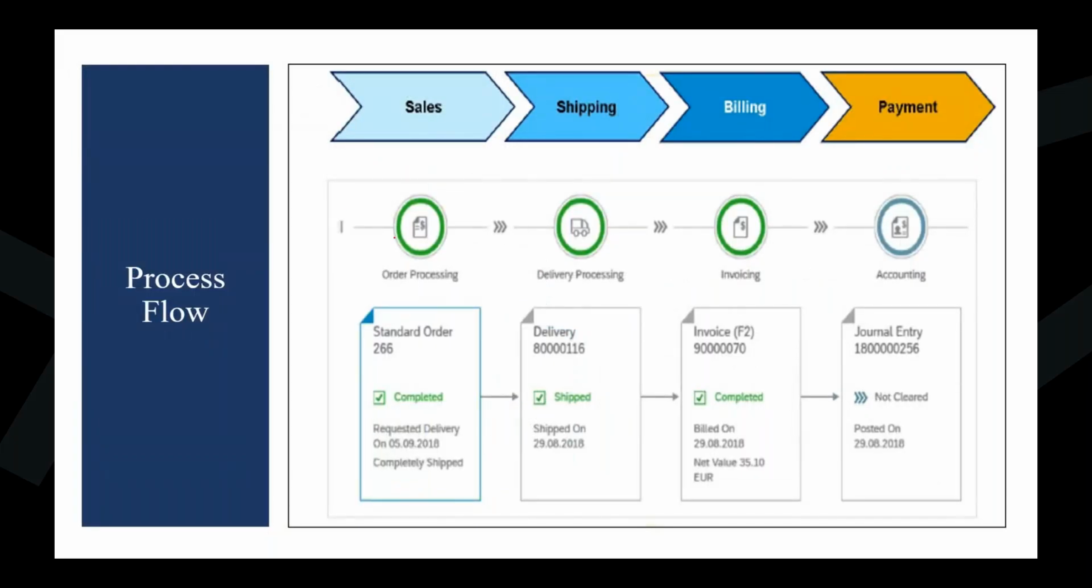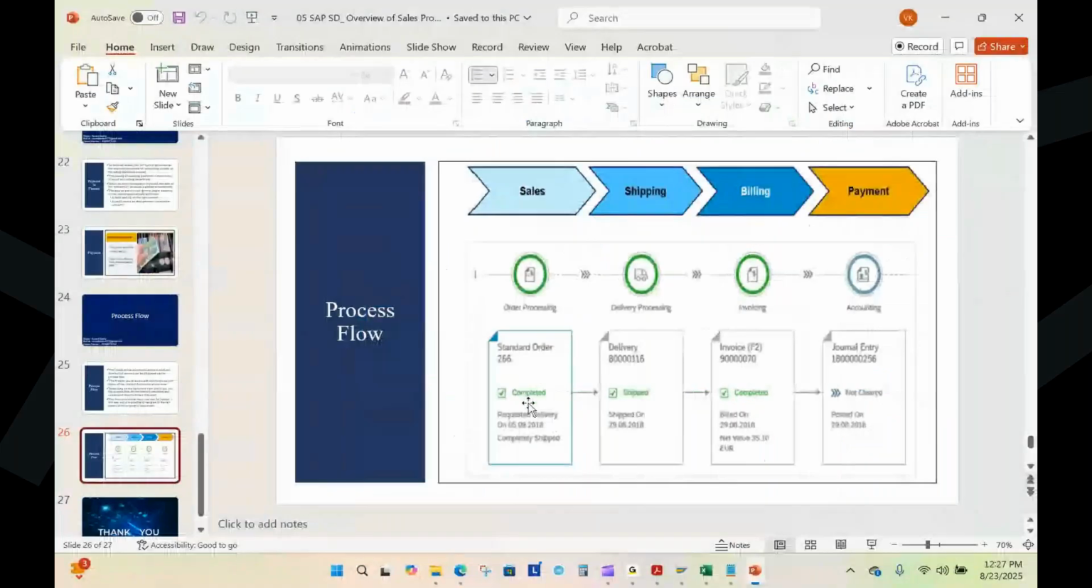You see, this is the sales order, this is outbound delivery, this is an invoice, this is an accounting document, and it will show its status. See, it is showing completed, it is shipped, it is completed, journal entry, and on which date they are completed, it will show that also. So how to see this process flow in the system, we will see.